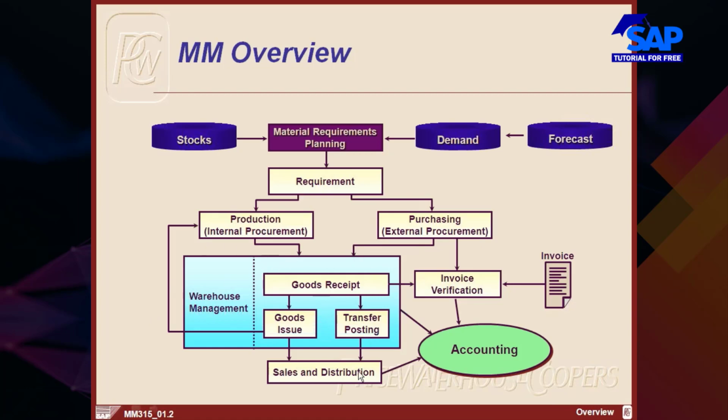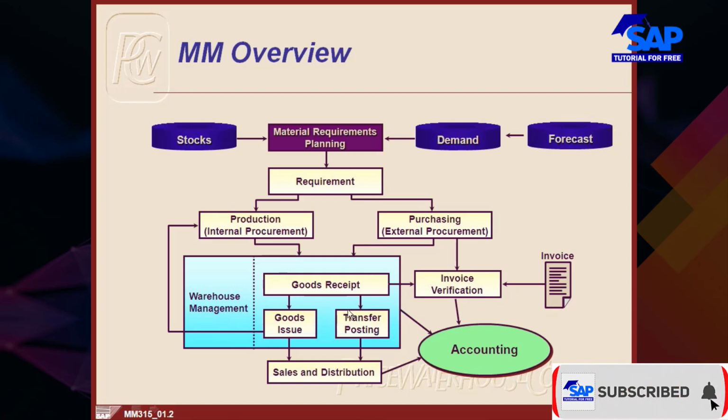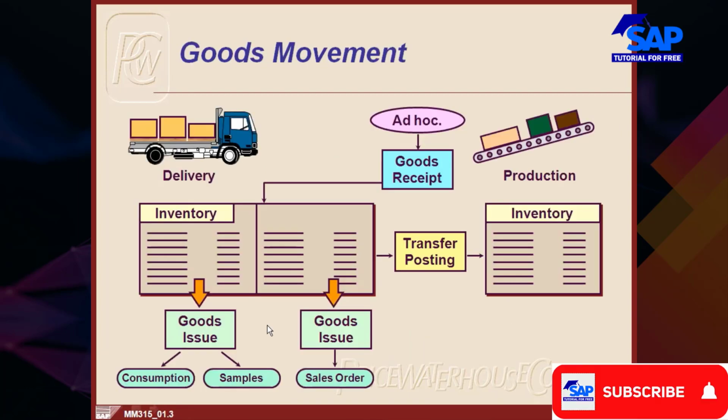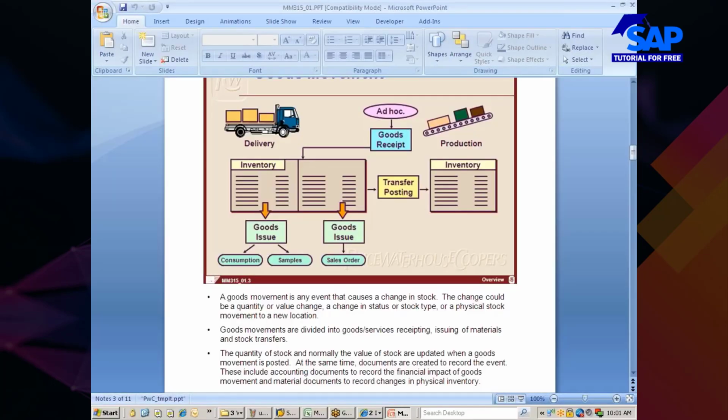And all the inventory management transactions will have an integration with accounting, the FI accounts payable module. Typically, upon receipt of the material, your inventory management starts. Therefore, inventory management fits in the MM cycle after the procurement part. Okay, so you need to understand what goods movement is.